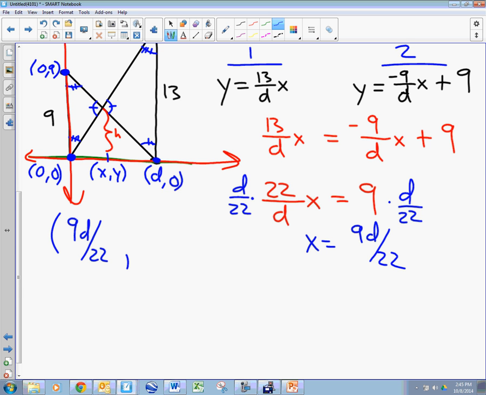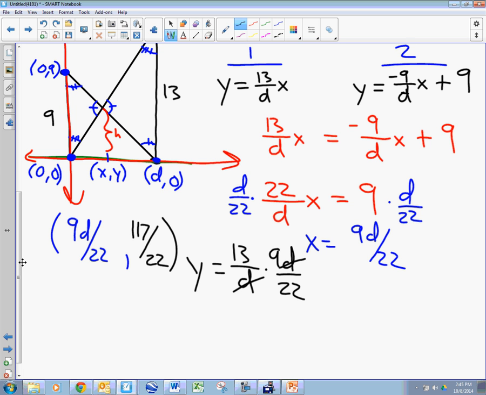Now, did I find the y value? I haven't found it yet. How would I find the y value now that I know the x value? Plug it in for x. So y equals 13 over d times, what is the x value? 9d over 22. Oh, what happens? The d's cancel. Isn't that beautiful? 13 times 9 is 117 over 22. So, how far above the ground? 117 over 22 feet, which is approximately, somebody want to divide that for me? 5.32 feet. Look at that.